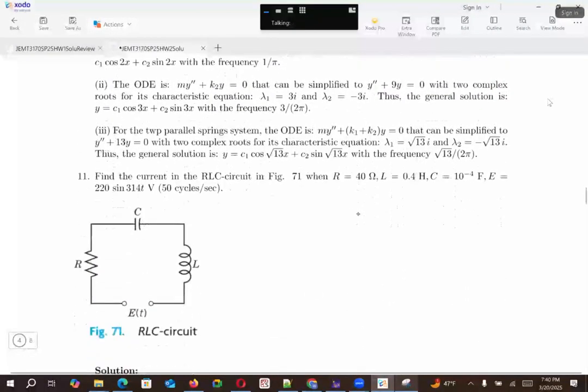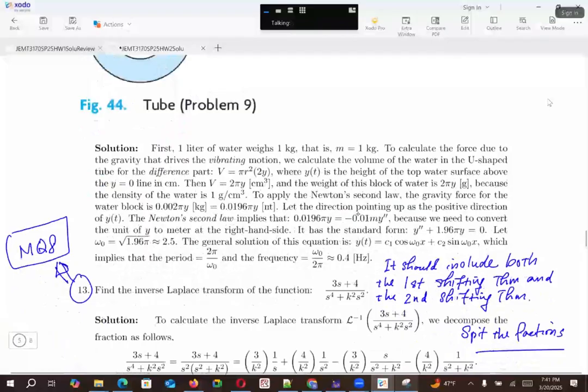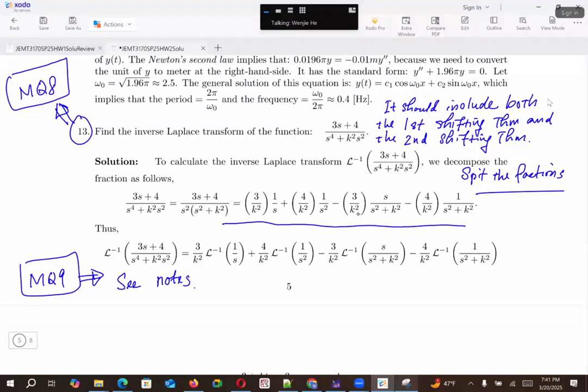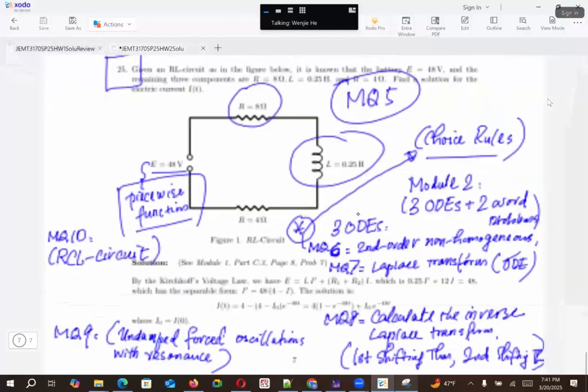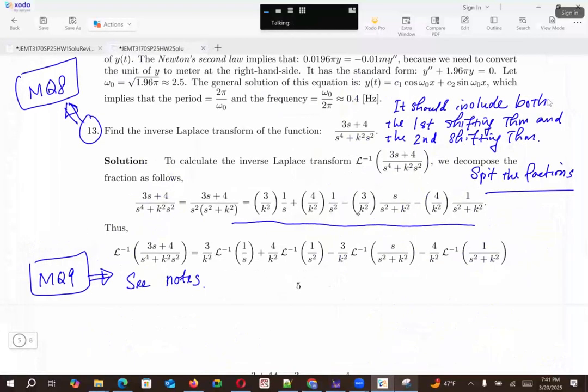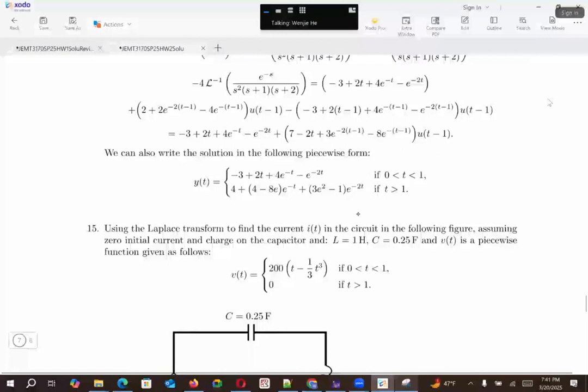All right. So MQ9, see notes. But MQ10 should be here. MQ10, RLC circuit. Yeah, this one.